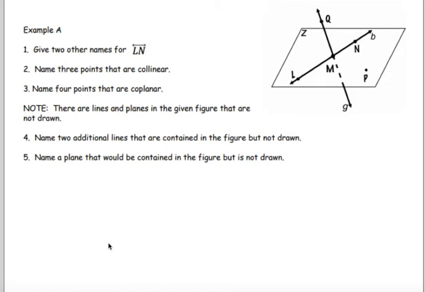This is just continuing Day 1, Unit 1 notes. Here is an example where we're going to practice naming from an image. We've got a 3D picture over here. In this 3D picture, I want you to notice we've got this dotted area.